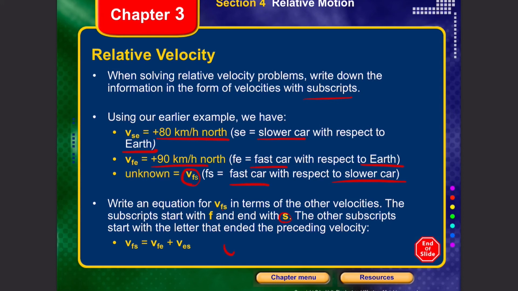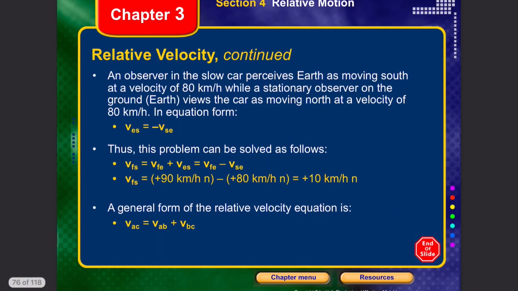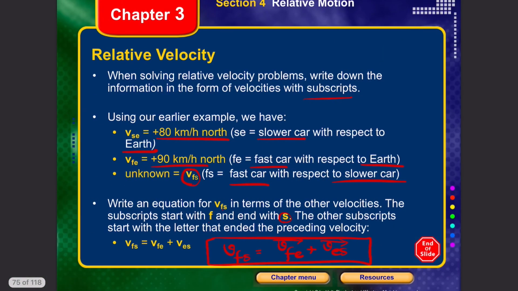So VFS becomes VFE plus VES. So we use the principle of vectors here to determine what this velocity is. So how do you calculate VES?